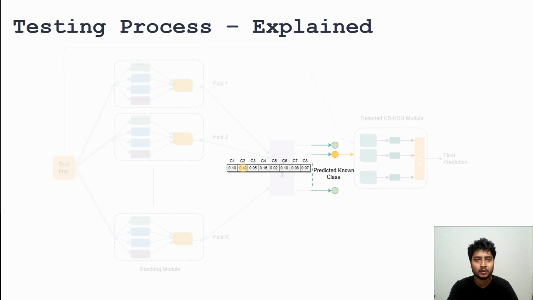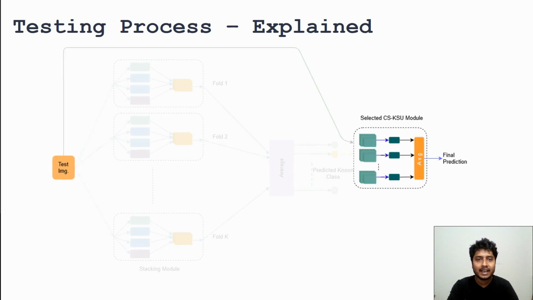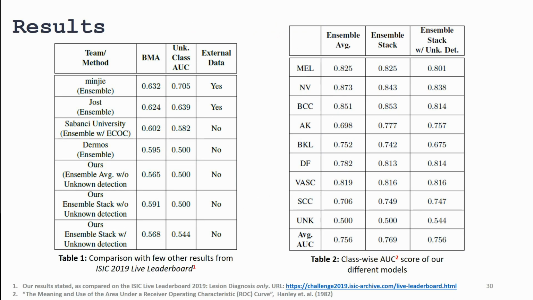by the stacking module. As the next step, the CSKSU module for this particular class is then used to make a conclusive call about the instance. If the CSKSU module predicts it to be unknown, we declare the image to be a member of some novel class. Our methods have been evaluated on the ISIC 2019 Live Leaderboard.